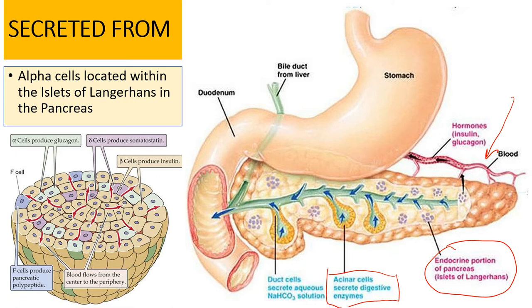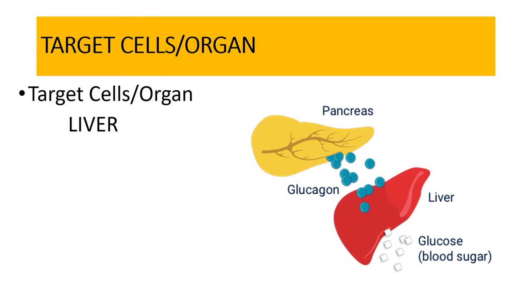islets. So the specific cells within the islets of Langerhans that are going to actually secrete glucagon will be the alpha cells. And there's a bunch of different kinds of cells within that islet. We'll talk about the other cells a little bit later, but alpha cells are the ones we're going to focus on today. So where are these alpha cells? They're going to secrete glucagon. Where is it going to go? It's going to target the liver.